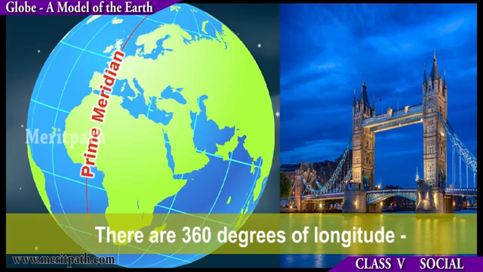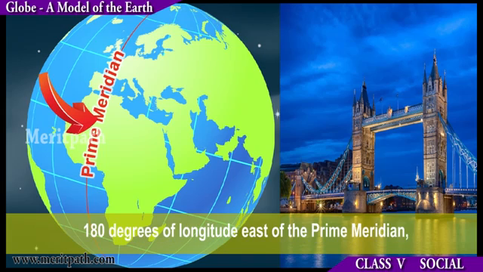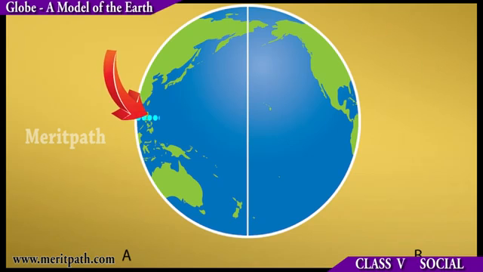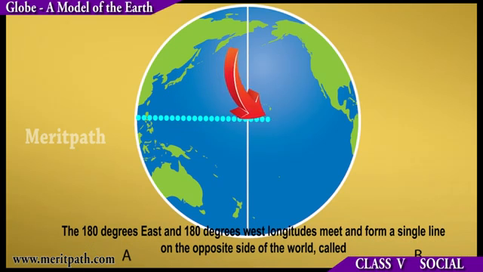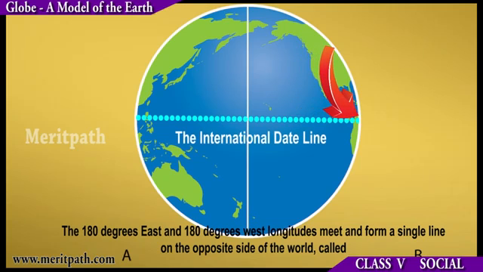There are 360 degree of longitude, 180 degree of longitude east of the Prime Meridian, and 180 degree west. The 180 degree east and 180 degree west longitudes meet and form a single line on the opposite side of the world, called the International Date Line.